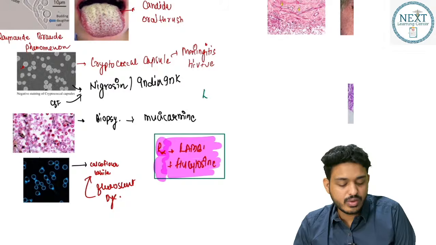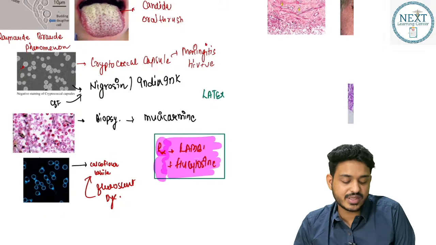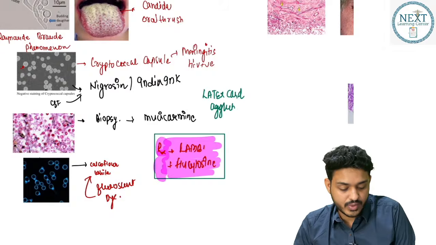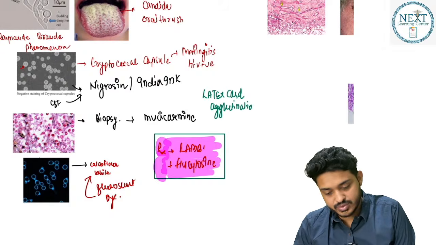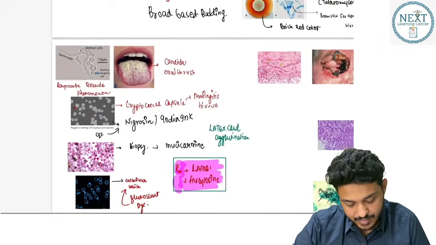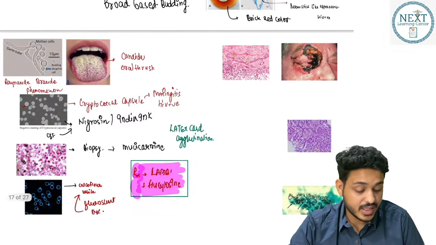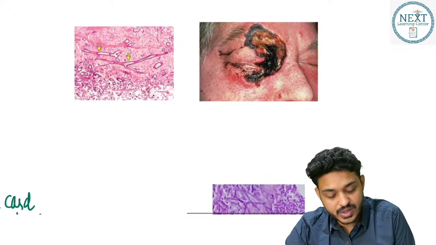You can also do a latex agglutination test, latex card agglutination test to identify what? These cryptococcal capsules, right? So these are the important points about the cryptococcus that you need to remember, right? The next one we are having is about this particular one.